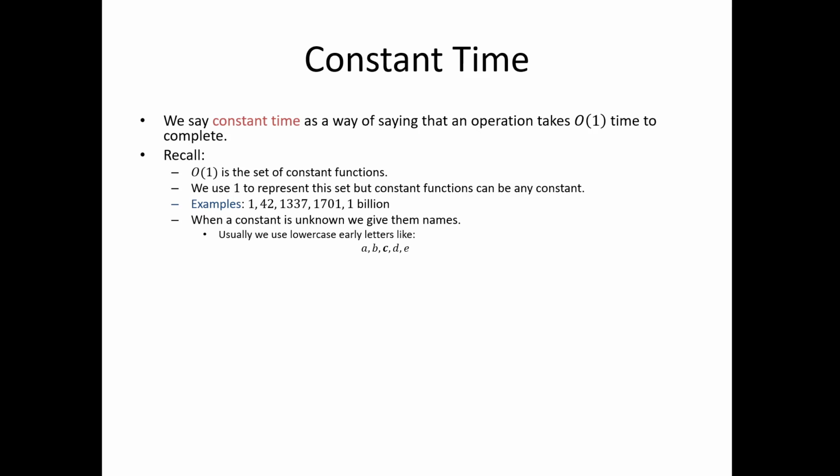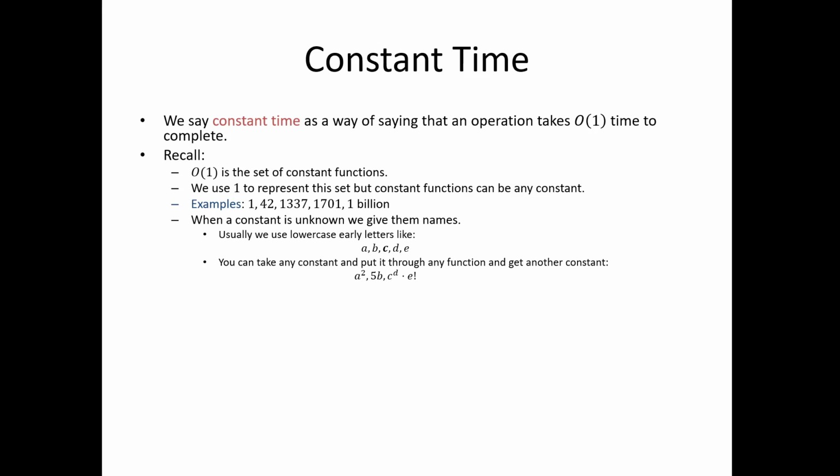And in mathematics and computer science, the convention is to give constants names, lowercase letters from the beginning of the alphabet, like A, B, or C, also D or E. C, of course, standing for constant. We use C usually when we have no reason to use anything else.